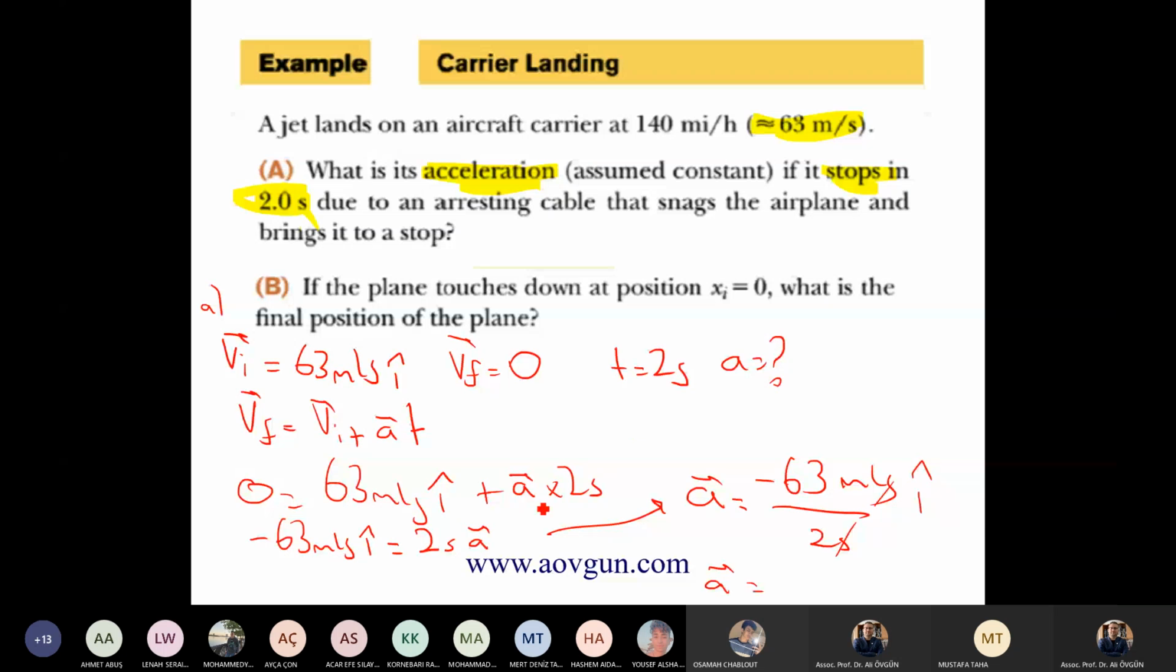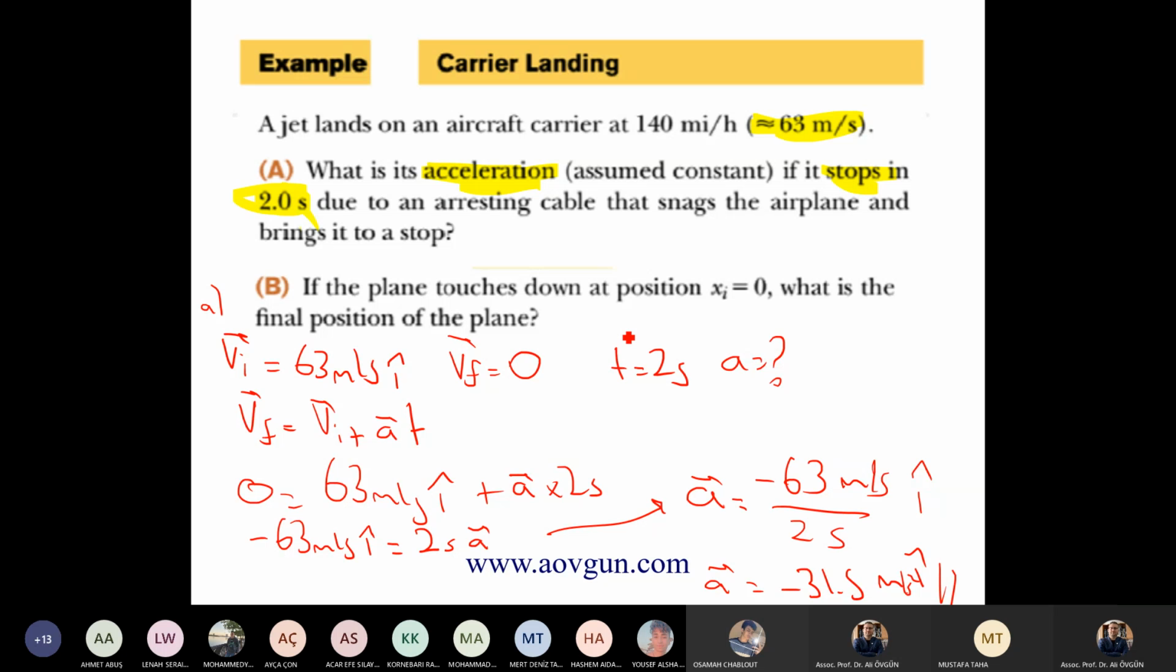So you will find that acceleration is equal to minus 31.5 meters per second squared i hat. Here, they are not fully cancelled to each other, because this is an acceleration: meters per second over 2 seconds becomes meters per second squared i hat. So this is the acceleration of the plane. It is negative, which means that it is decelerating.